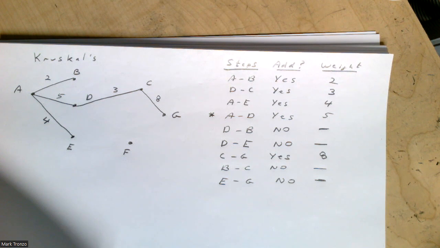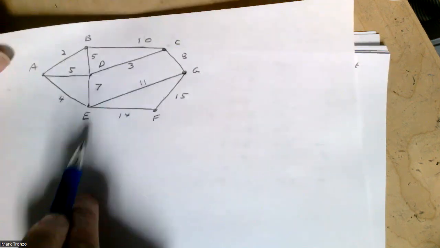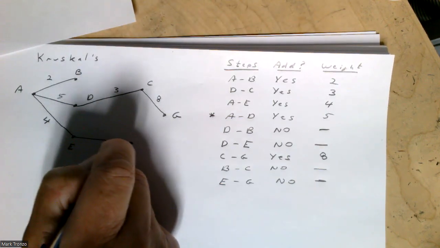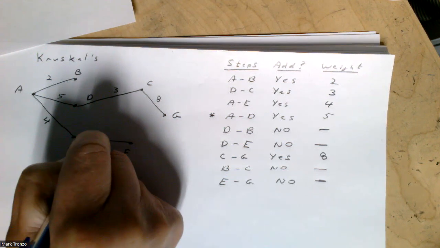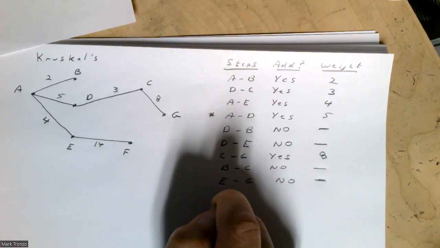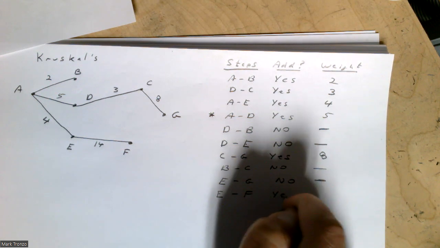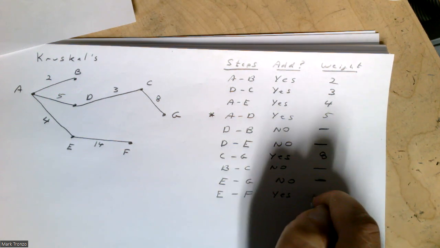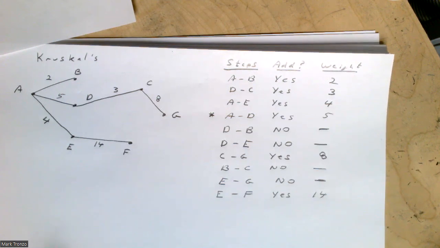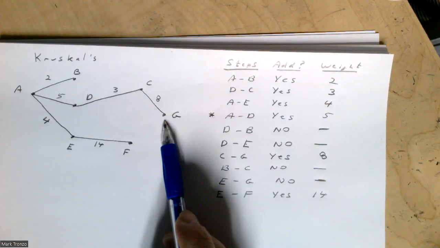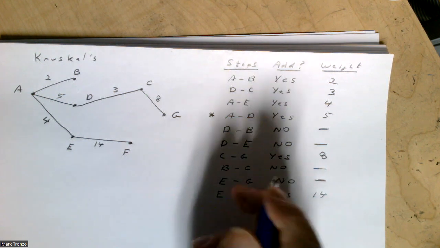And so what is next? It looks like the next one is this 14. We can add that one on. And then finally, the highest one is 15. But if we added that on, we would get a circuit.